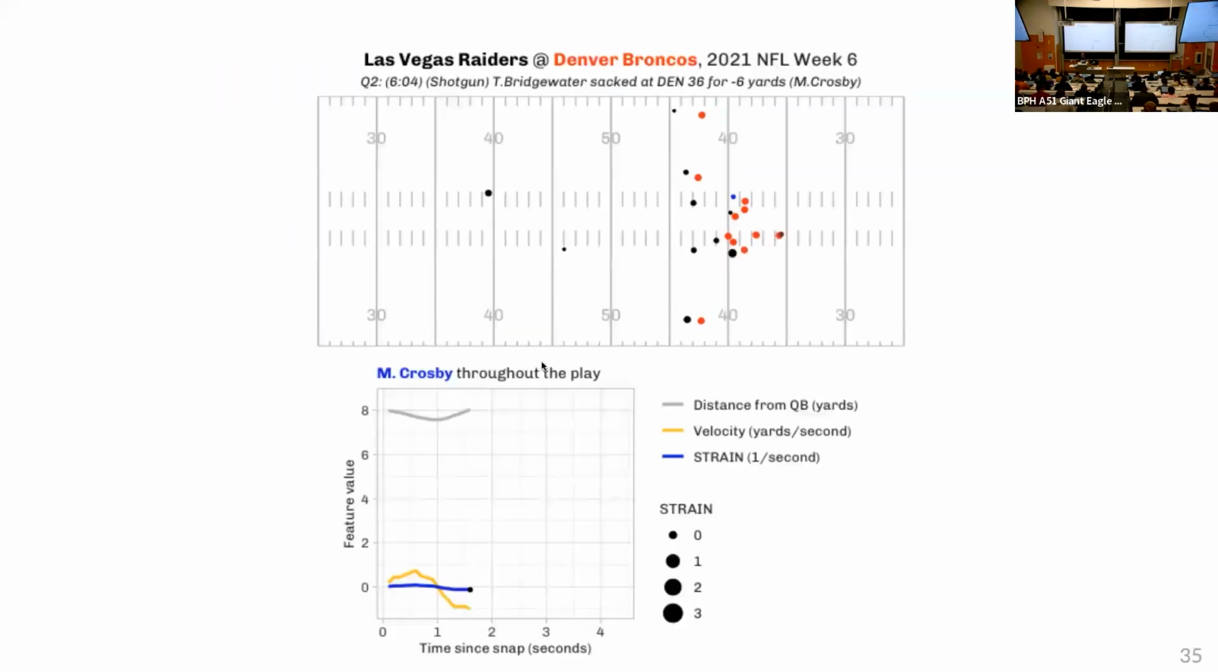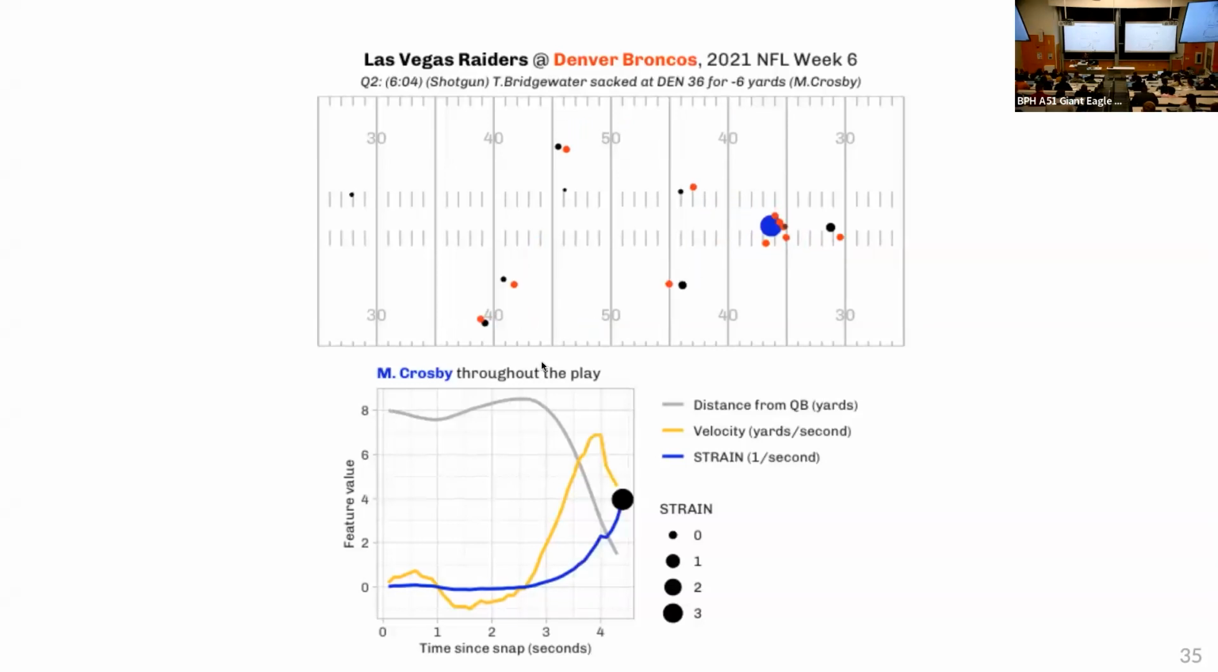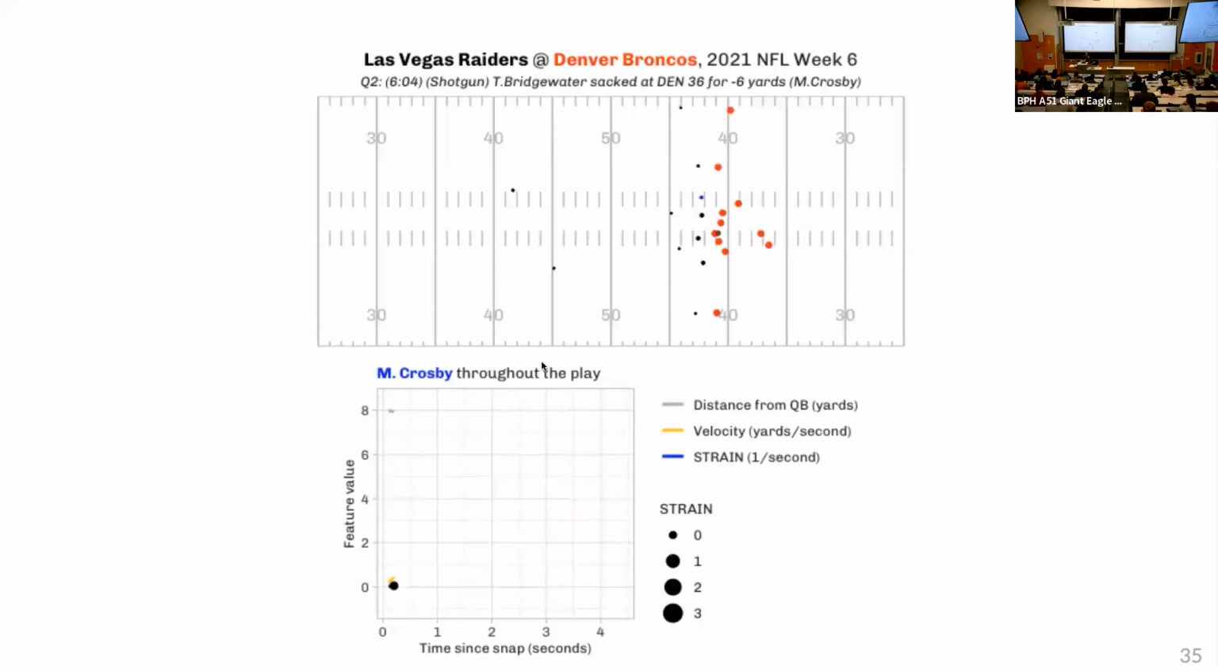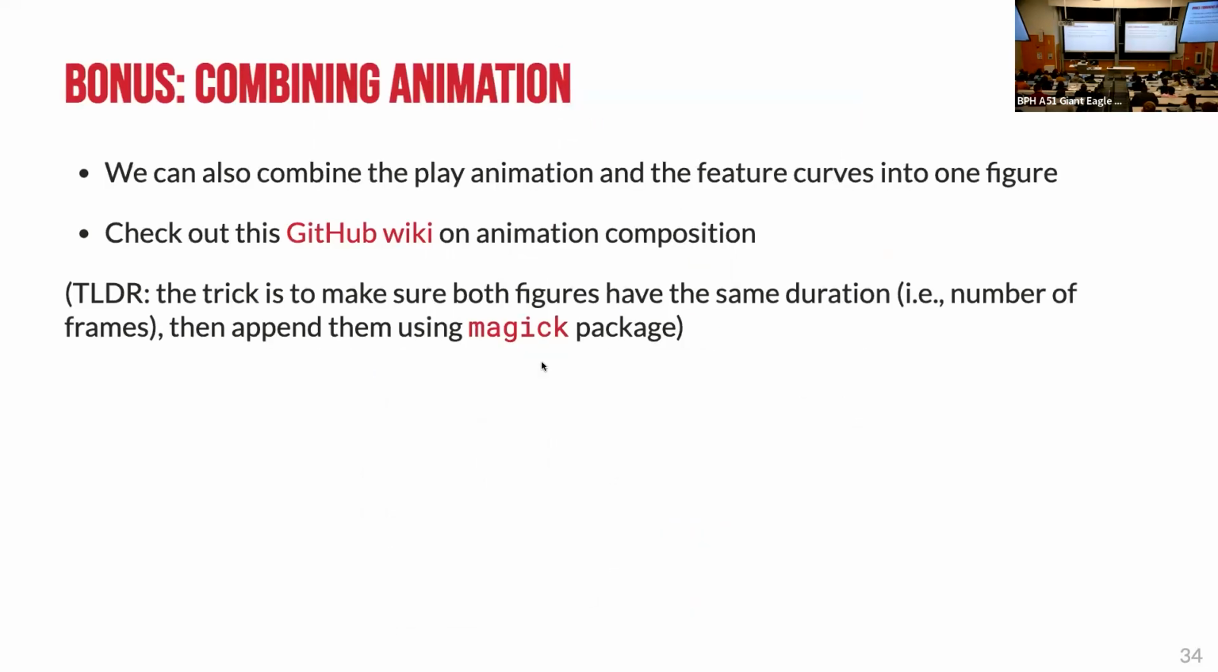So if you do that, you get something like this, what we actually did for the Big Data Bowl submission, where we illustrate both of these in one big figure, with the play animation on top and the feature curves at the bottom, illustrating how strain interacts with the other two features. So keep that in mind. This wiki is really helpful.